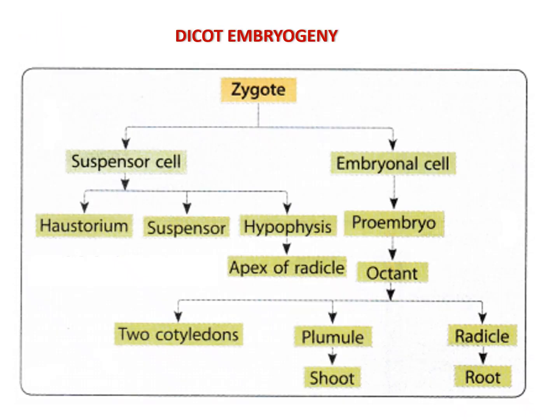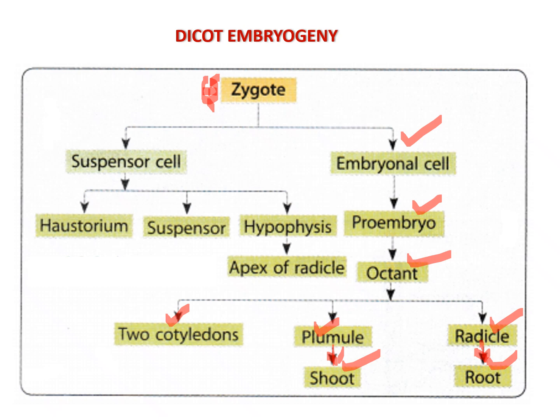Dicot embryogeny, or development of the dicot embryo. The zygote cell first divides transversely to form an upper cell and a lower basal cell. The upper cell divides to form the embryonal cell, or embryo proper, which later divides to form the proembryo, which again divides to form the octant stage, which again divides to form two cotyledons and the shoot apex, that is the plumule, and the plumule gives rise to the shoot, and the lower part forms the radicle, which later forms the root.